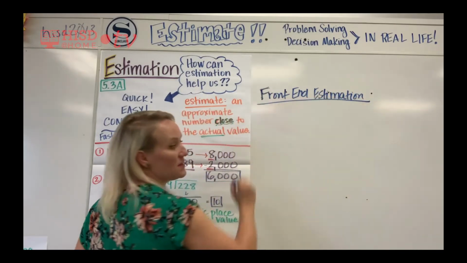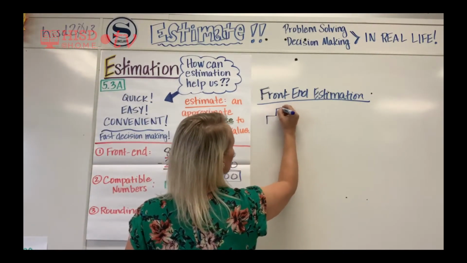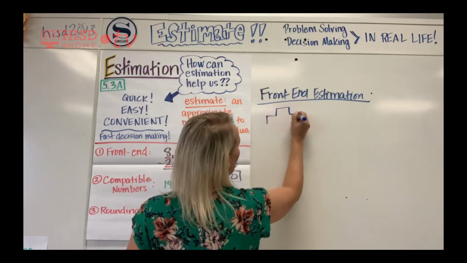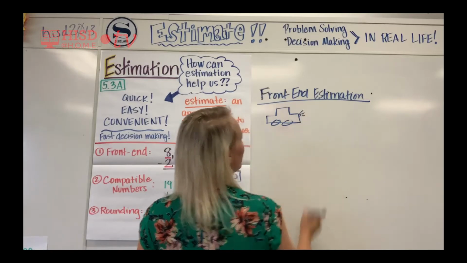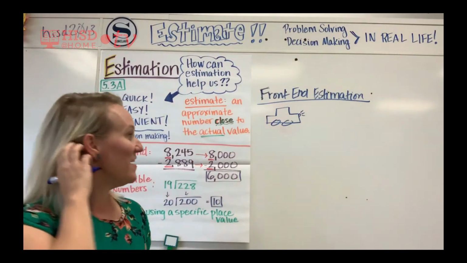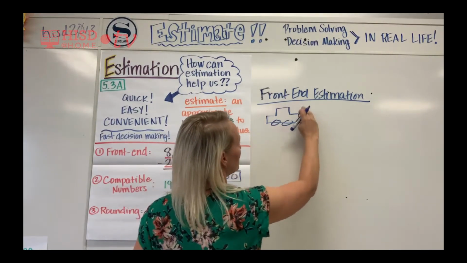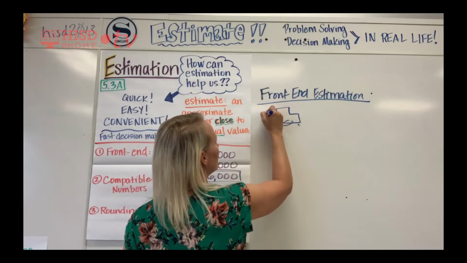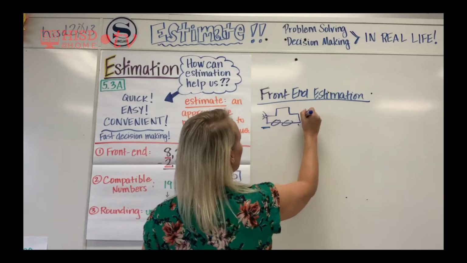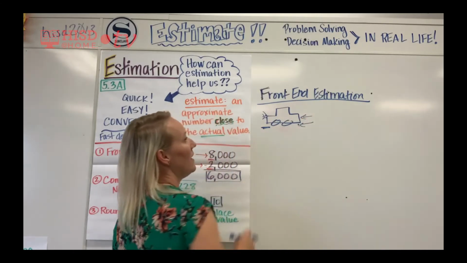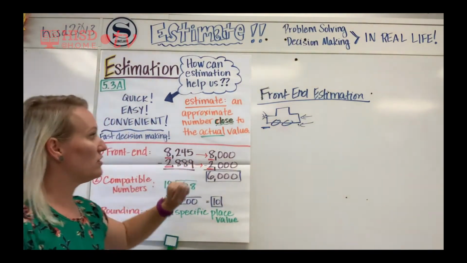Okay, and as I said before, think of it as like the front end of a car. Let me draw that. I can't really draw a car, but I'll try. Here are the wheels. Here's the lights. So the front end of a car, he's driving this way, okay? So front end estimation is where you literally take the front end of a number.